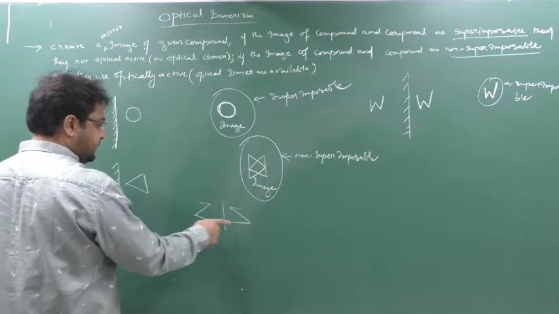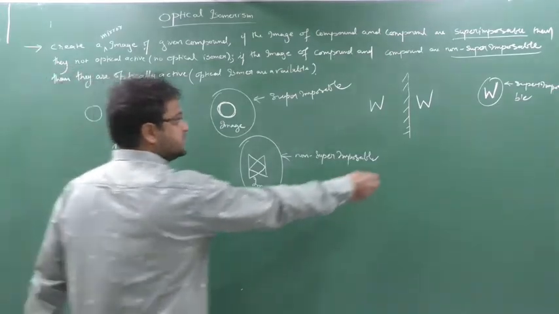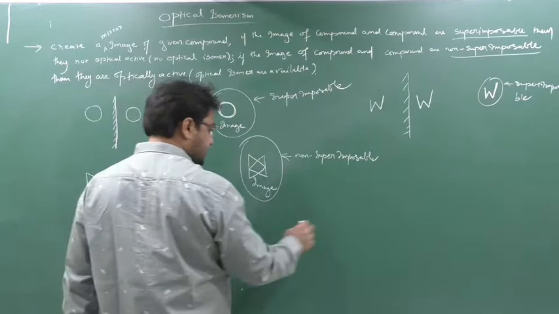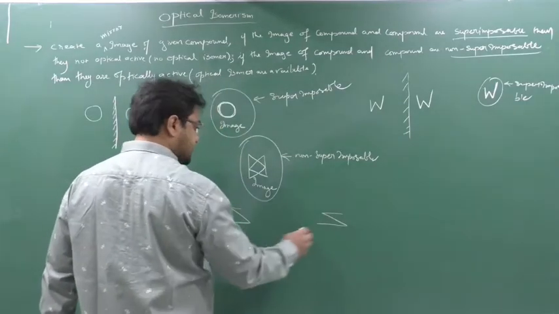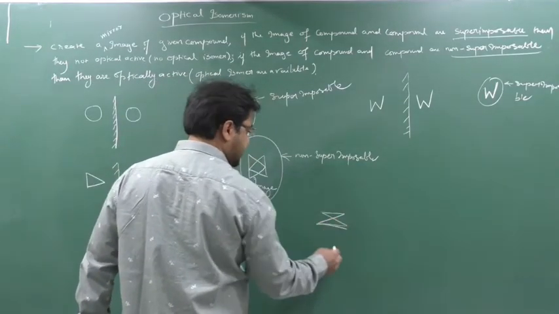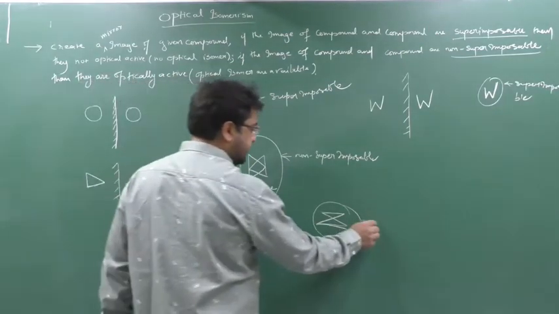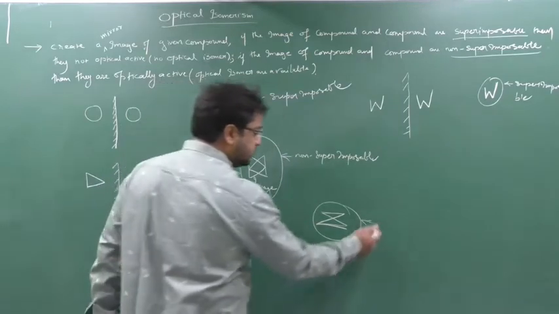When I place this, this is the image, this is the Z, now this is the W, yes or no? This is the Z, this is the image. When I placed on this, this was the image and this was the object. So they are non-superimposable. You can see, when you place this here, they are non-superimposable, meaning they do not coincide, so non-superimposable.